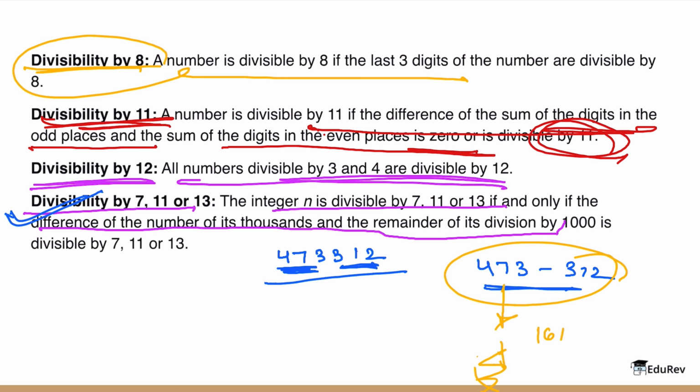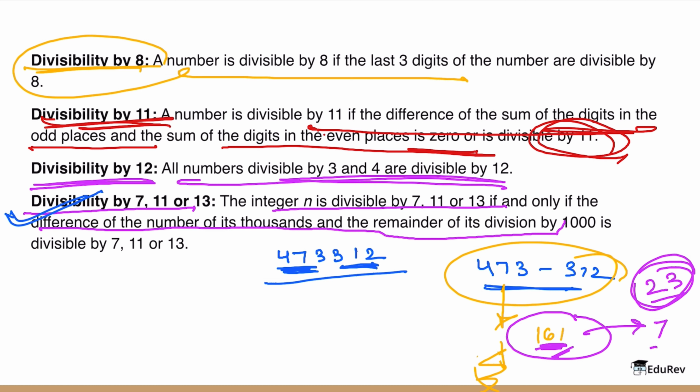I'm so sorry, I don't know what's happening with my pen, but the difference is going to be 161, right? And is 161 divisible by 7? Of course it is, 23 times 7. So this is divisible by 7, which means that this number is divisible by 7. So this is how you need to check the divisibility. I've explained it with an example. You can do all the other questions on the basis of this only.